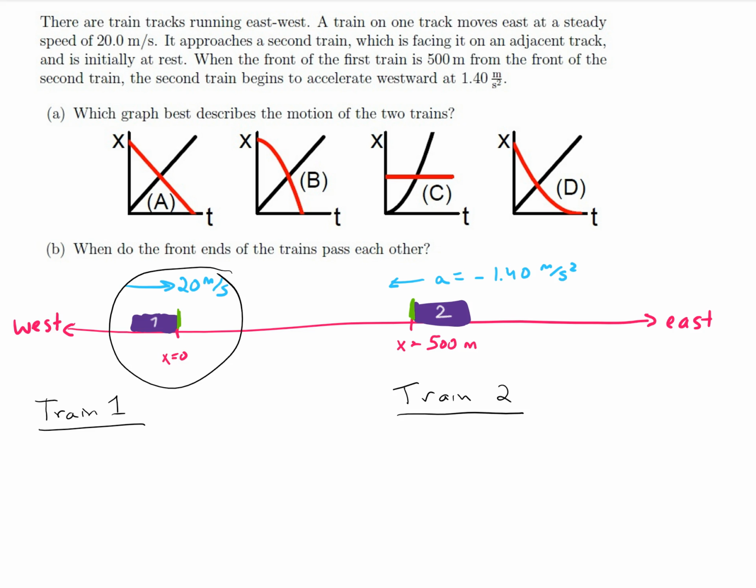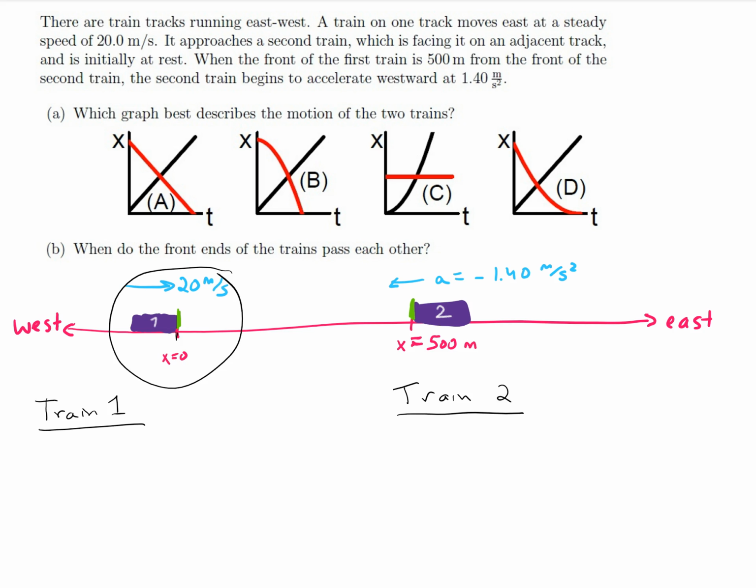So I've drawn out a little diagram and I've defined that the front end of the first train is going to be our x equals 0 mark, and that means that the front end of the second train is x equals 500 meters. And you may define these differently. You could define the second train as x equals 0 and the first train as x equals minus 500, and you should get the same results.